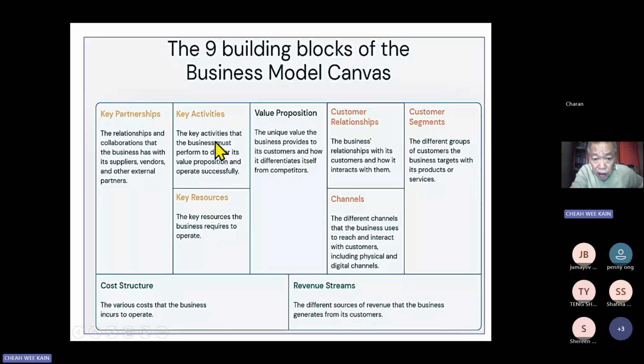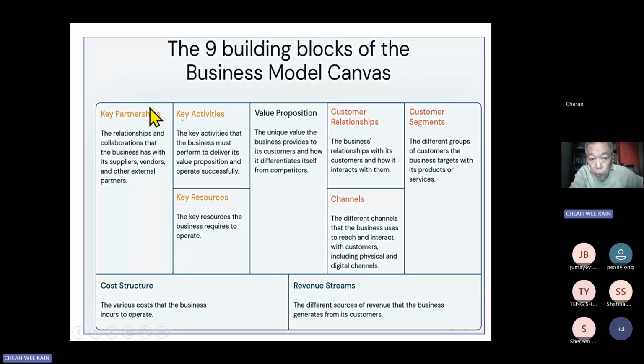Activities, these you must perform. What are the activities you must perform? They are rare, not easily copied, not easily substituted. These are the activities you prepare. The rest, you can consider subcontracting. Key resources, what resources you need. Money, time, manpower, talent, technology.